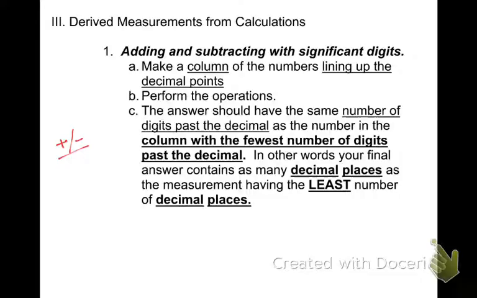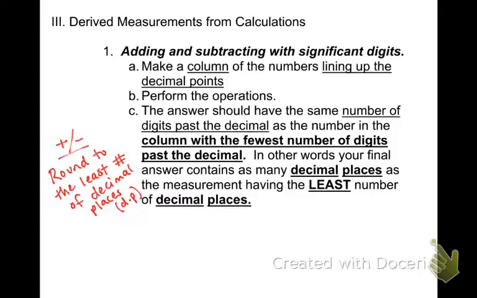So, our rule for addition and subtraction for significant figures is we round to the least number of decimal places. And I typically abbreviate it DP.